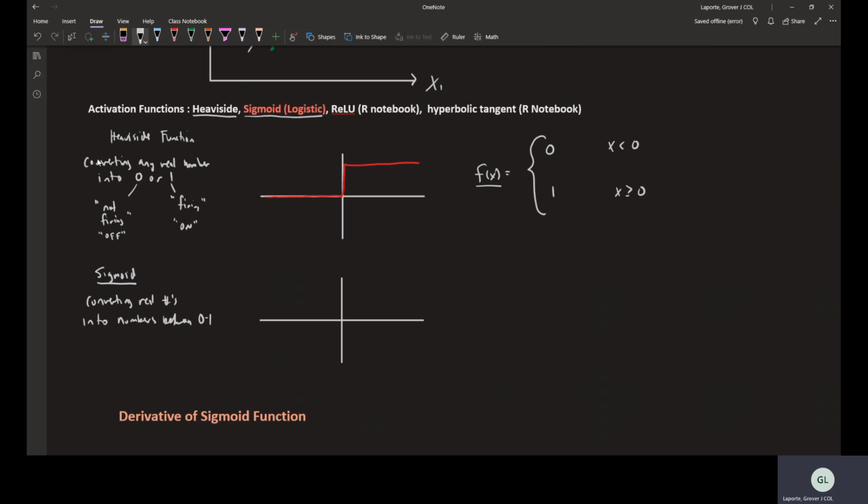So that's the idea that we can now use with the sigmoid function: we can talk about relative neuron firing. That's the idea behind that one. And what does that one look like? Again, it's in our notebook, but it's asymptotic to 0.